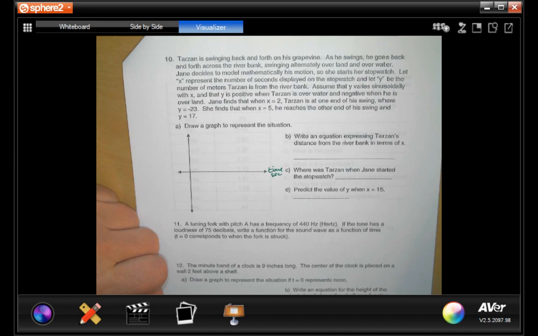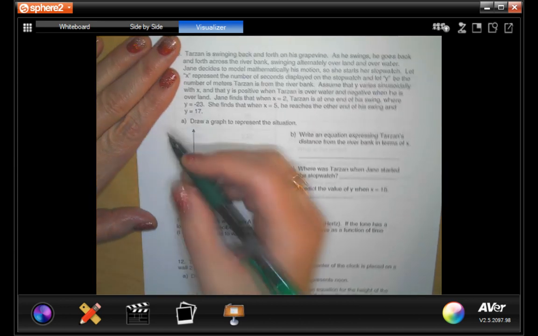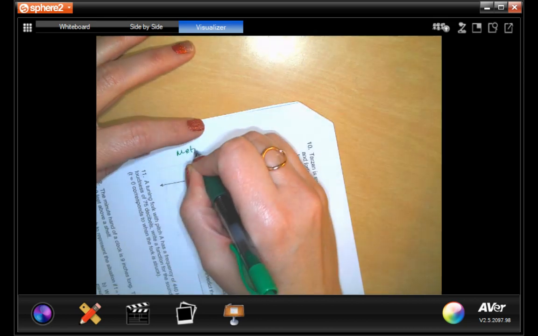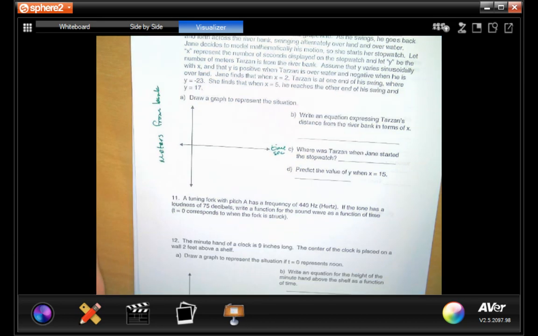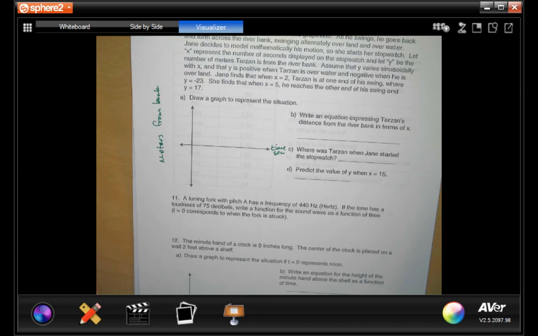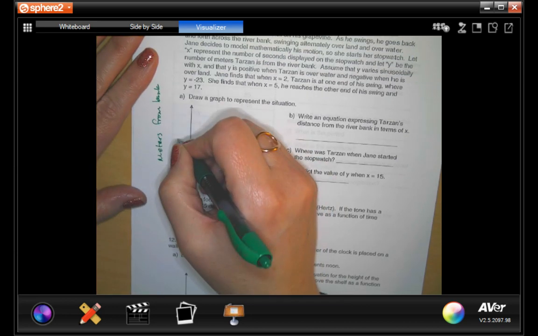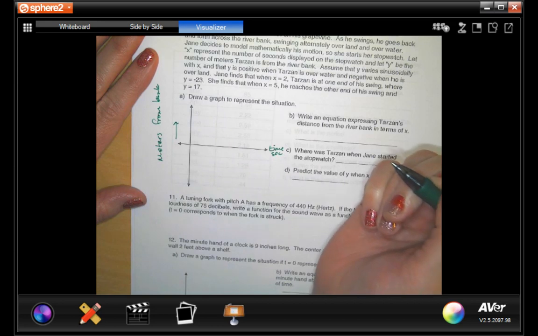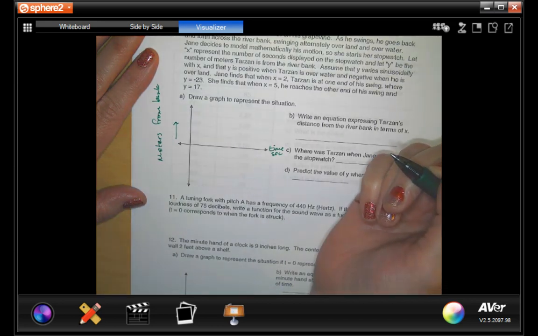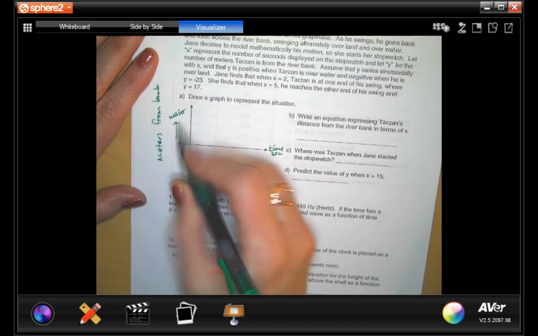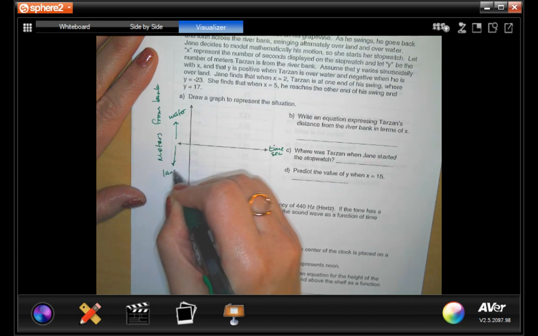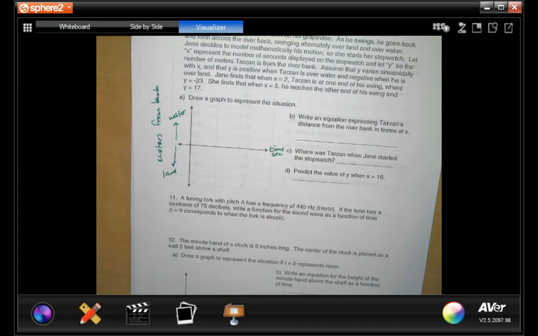And let Y be the number of meters Tarzan is from the riverbank. So I'm just going to write exactly what it said there. Meters from bank. Assume that Y varies sinusoidally with X and that Y is positive when Tarzan is over water. So this side, Y is positive when Tarzan is over water. So this is water, and negative when he's over land, right? Am I doing this right? Y is positive when he's over water and negative when he's over land.